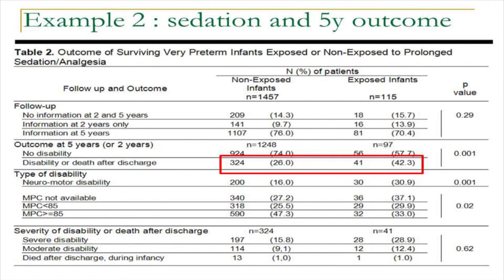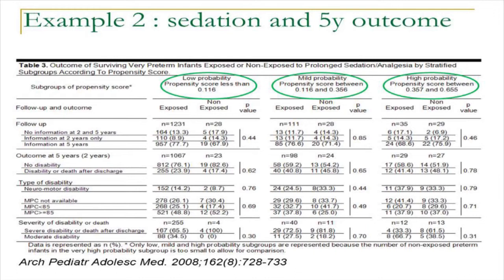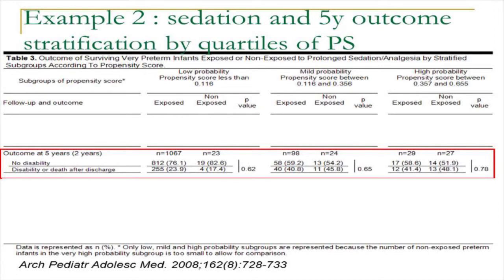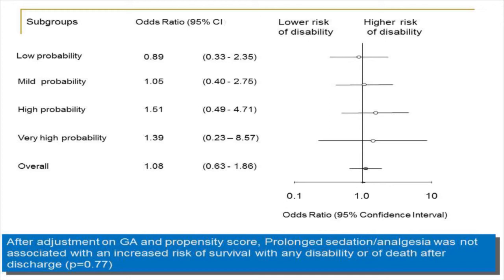So in sedation and 5-year outcome, back to EPIPAGE, disability or death after discharge was significantly different and more important in sedated children. And so they stratified by probabilities, you see, those who had less than 11.6%, between 11.6 and so on, so those are terciles, for example. And after stratifying, it wasn't significant anymore. And we looked at strata of probability of being sedated, and really it's constant in every stratum.